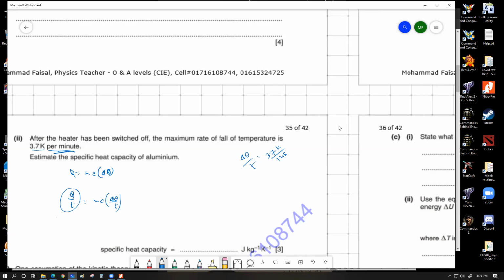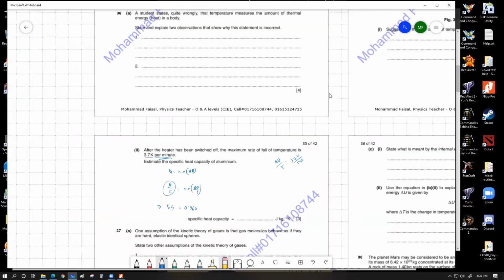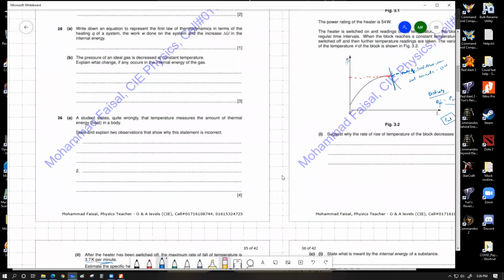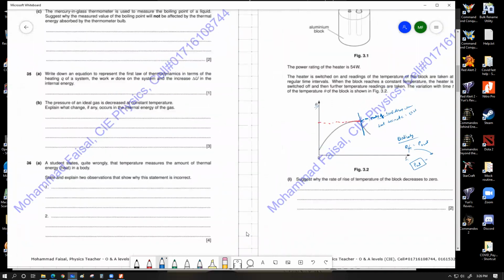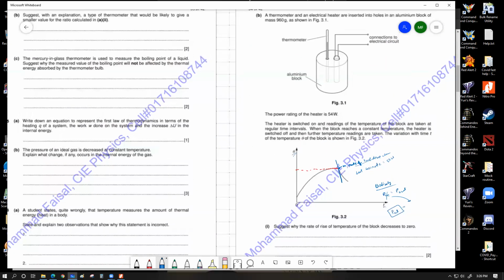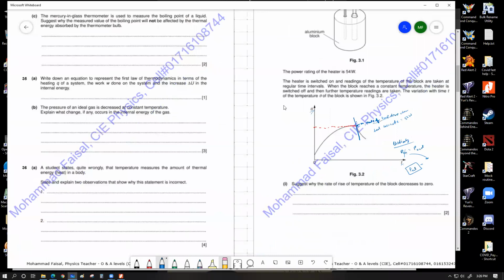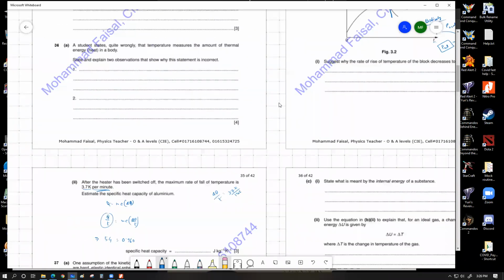So if we place all these numbers here, this is 54. The aluminum block has 0.960 kilogram of mass. I think I'm correct. What is the mass of the block? 940 or 960? 960, sir. Okay, all right. So this is 960, 0.960 kg.